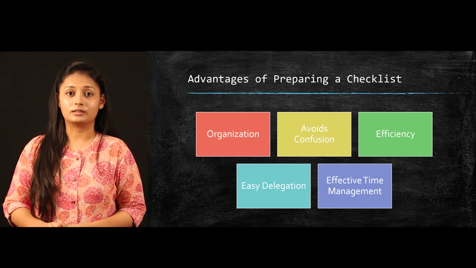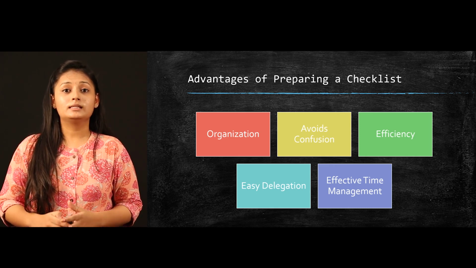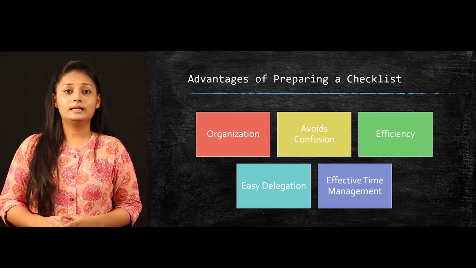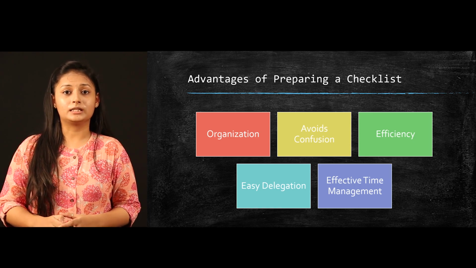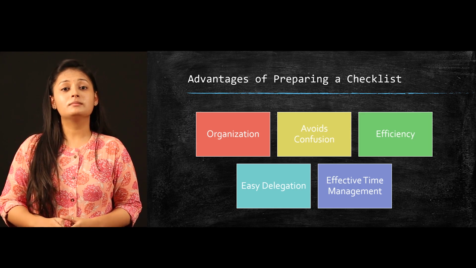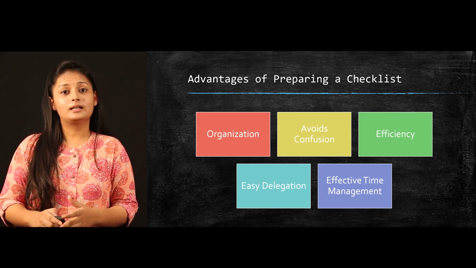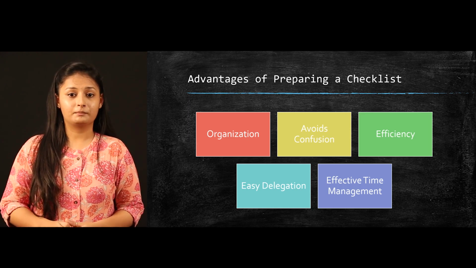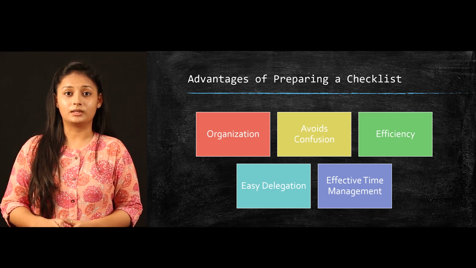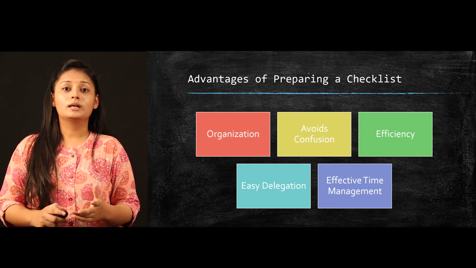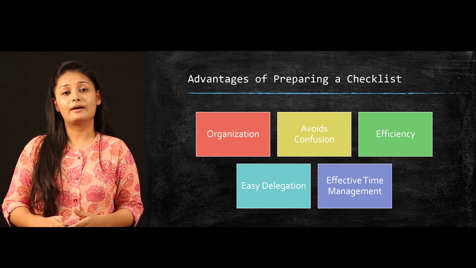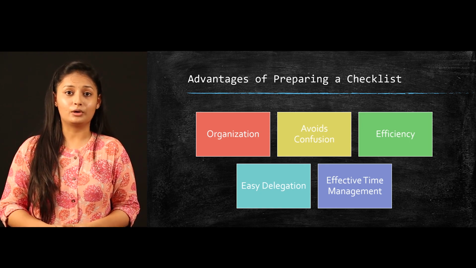Next is the efficiency. It enhances the efficiency and makes the work quicker as you are easily able to perform the repetitive tasks. Next is the delegation. Easy delegation. It becomes easy to bifurcate the task into specific tasks and then delegate the tasks to the team members. And last is the effective time management. As you are able to complete the activities or the repetitive tasks quickly and clearly, you will have more time to think creatively about your event.